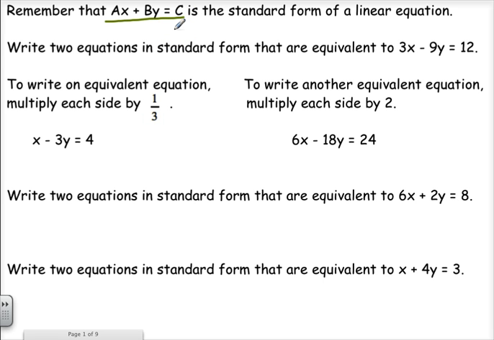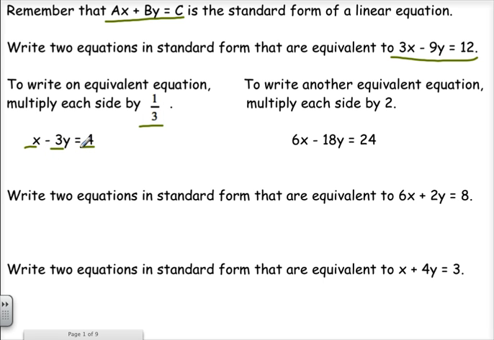So let's give this a shot. It says here, write two equations in standard form that are equivalent to this: 3x minus 9y is equal to 12. So all we're doing is writing equations that are like it. One way of doing that is by multiplying everything times 1/3. 3 times 1/3 is 1, so that's why we get the 1x there. 9 times 1/3 is 3, and 12 times 1/3 is 4. So that's why we end up with that.